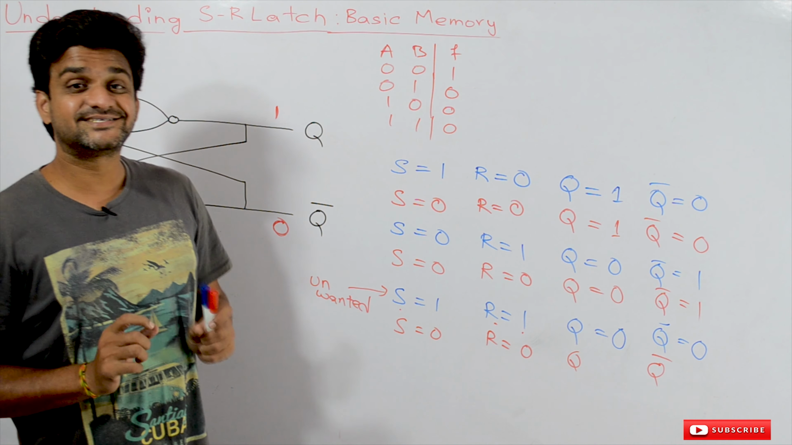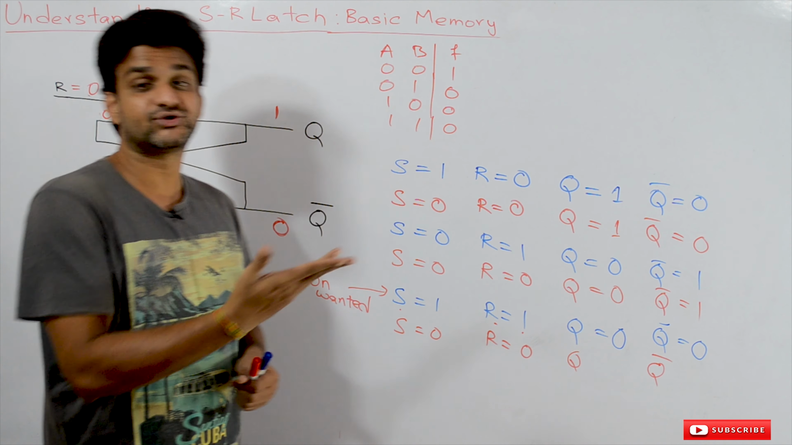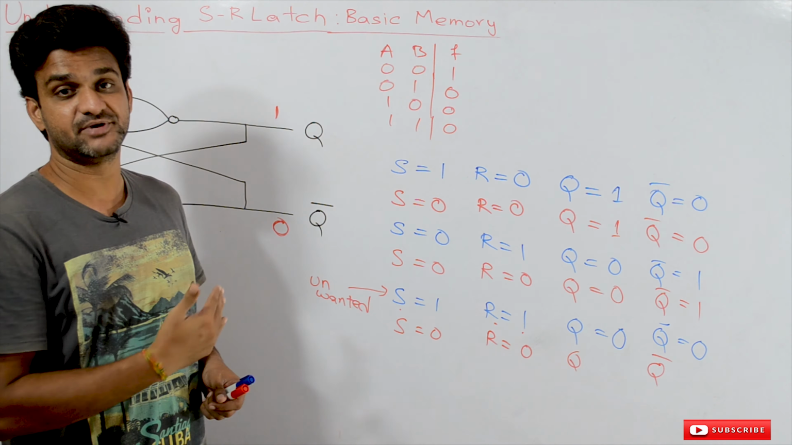Now the characteristic table. We have seen the truth table in combinational circuits. In the same way, for sequential circuits it is called the characteristic table. So this is the characteristic table for the SR latch. If you closely observe, whenever the value of S is equal to 0 and R is equal to 0, the circuit will remain as it is.